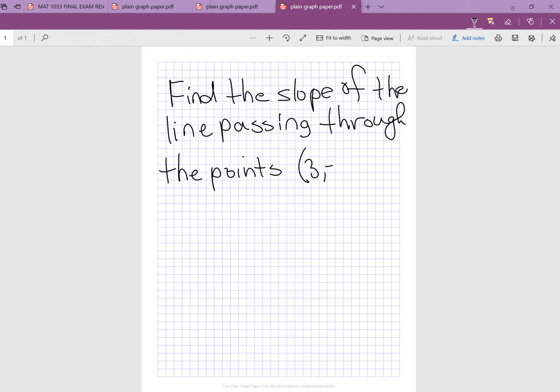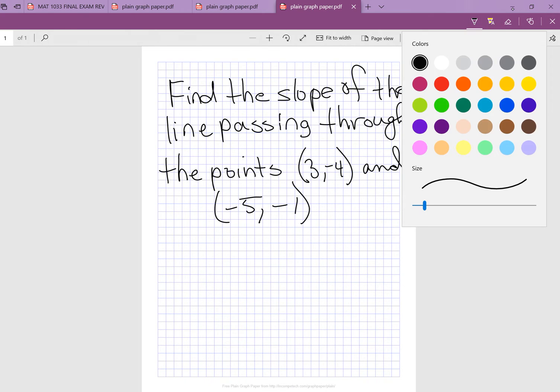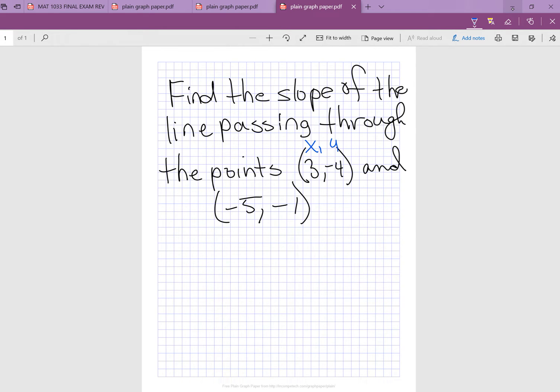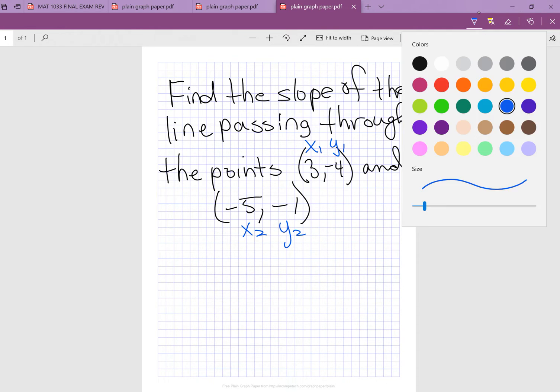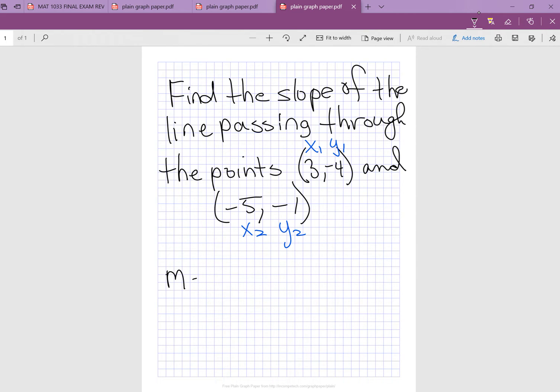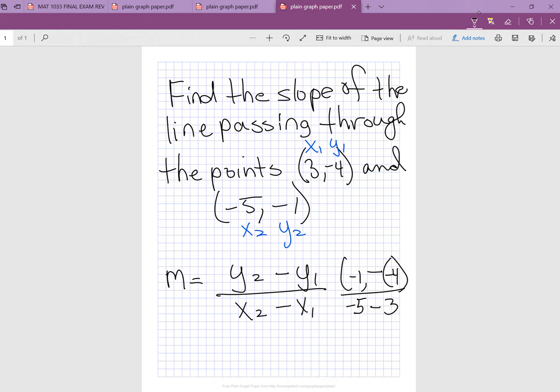So we have 3, negative 4, and we have the point negative 5, negative 1. Okay, so again, the first step I would take is I would label. So you have x1, y1, x2, y2. Again, you're going to use a formula where you have the slope is equal to y2 minus y1 over x2 minus x1. So y2, which is negative 1, minus y1, which is negative 4, and this is over x2, which is negative 5, minus x1, which is 3.